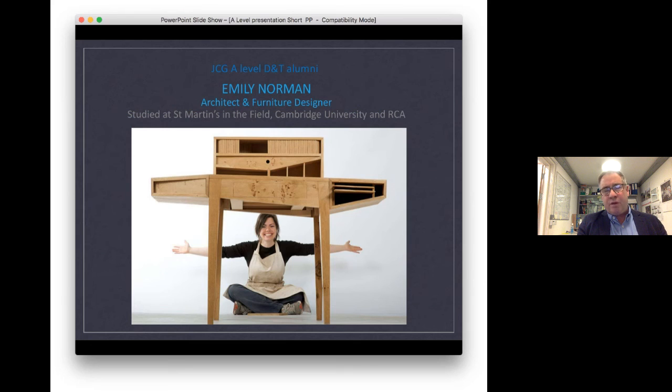And there's just a few. We've had hundreds of students through our doors. Just about 3 I've put down of our alumni. Emily Norman went to St Martin's in the Field, Cambridge University and the Royal College of Art in succession. She's been a furniture designer for the Chippendale Institute, and now she's a practicing architect.